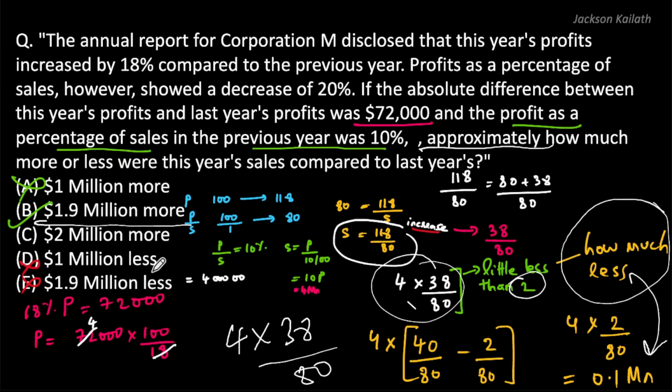Now over here you need to find out how much less than 2. Again, without writing all of this, from here itself you can see that it's just 2 by 80 into 4 less than 2. 2 by 80 into 4 is 0.1. So 2 minus 0.1 gives me 1.9, which is the answer. So I'm just giving you confidence that if you practice this well, you will be able to solve questions in a much faster manner using these calculation techniques.